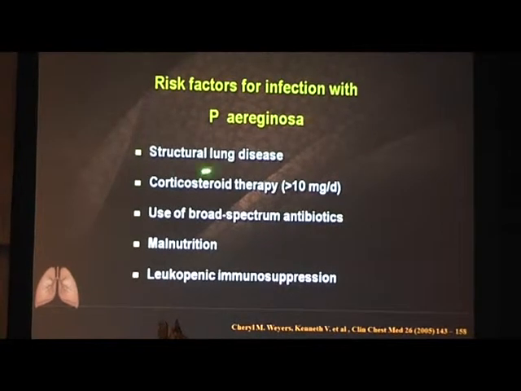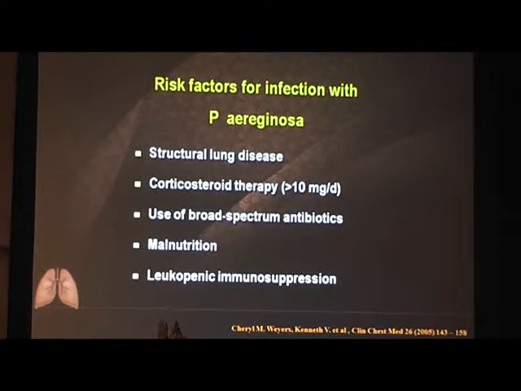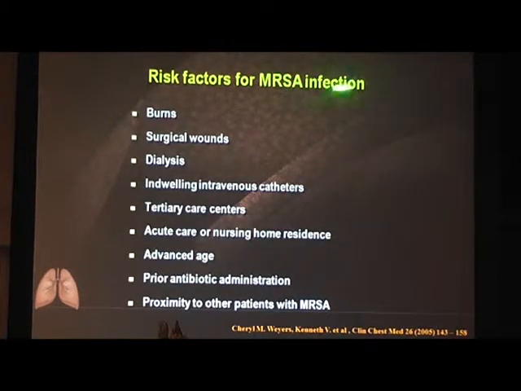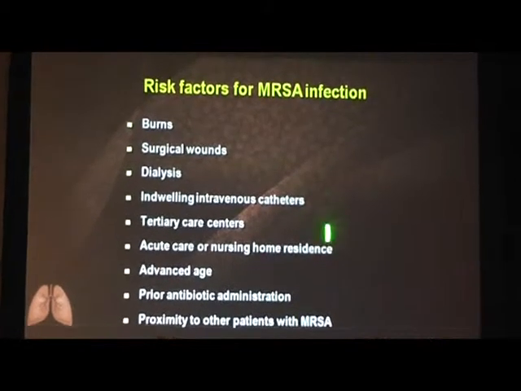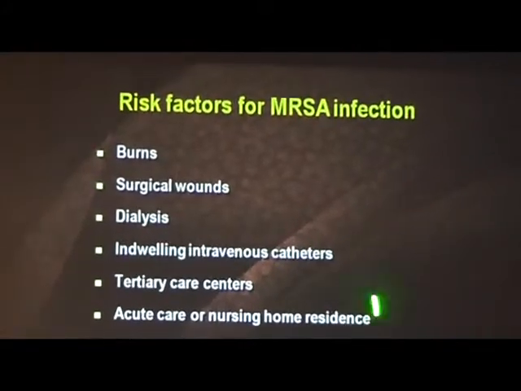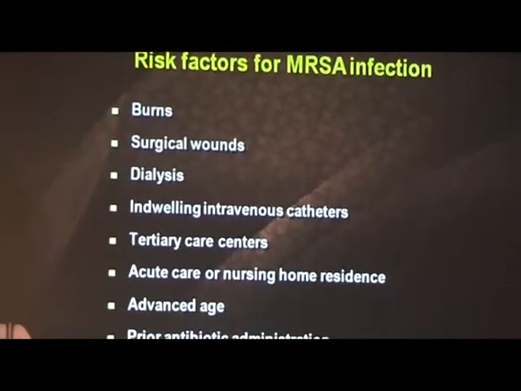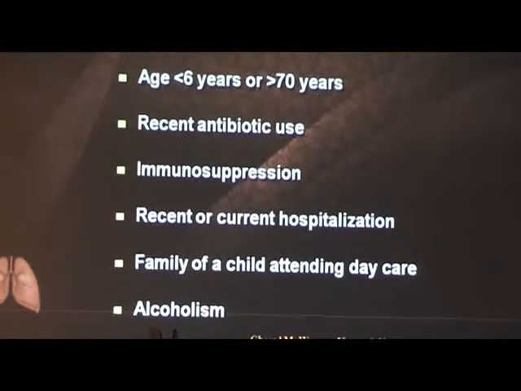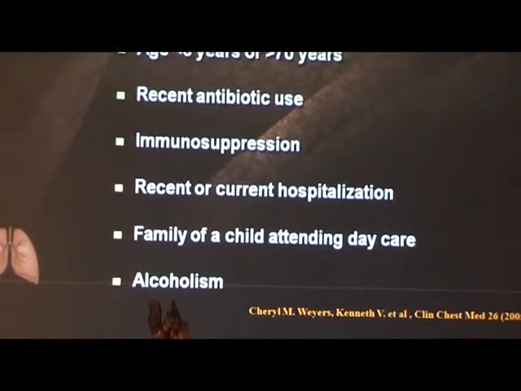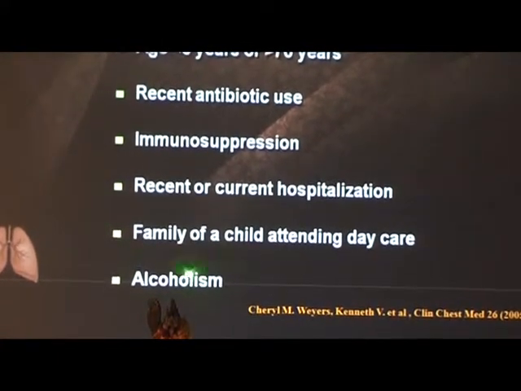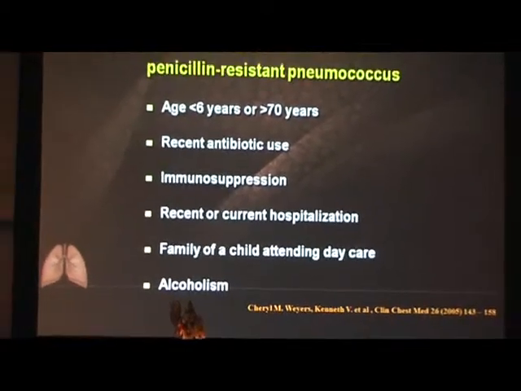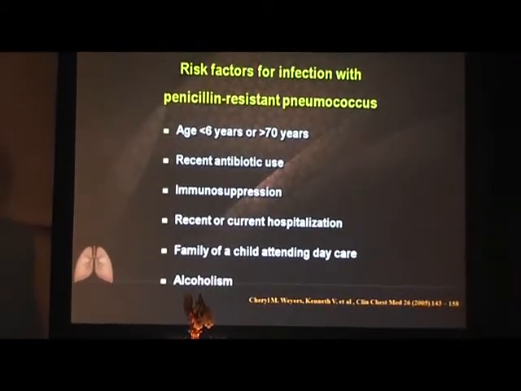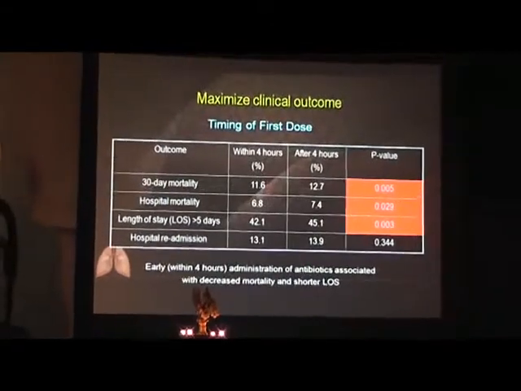And I think this is a very important drug because pseudomonas can become resistant to just about everything. We have seen that on so many occasions. We need to understand that it's got a huge ramification. Look at MRSA, burns, surgical wounds, soft tissue infections, tertiary care center, acute nursing homes. As I said, the background is important. For all these drugs, the background does become important. For penicillin-resistant pneumococcus, again, as I said, the background: recent current hospitalization, recent antibiotic use. So I think these are things that we need to consider before we really start getting them in.